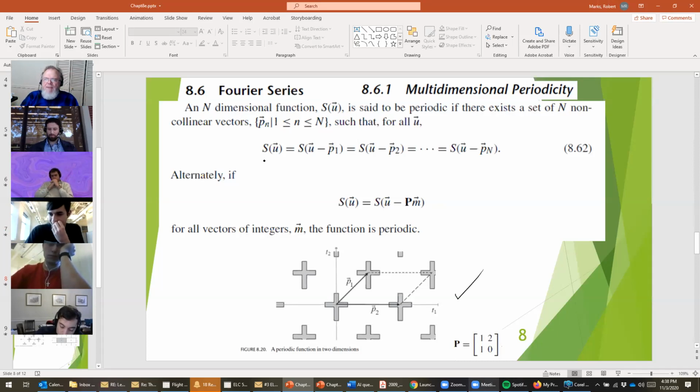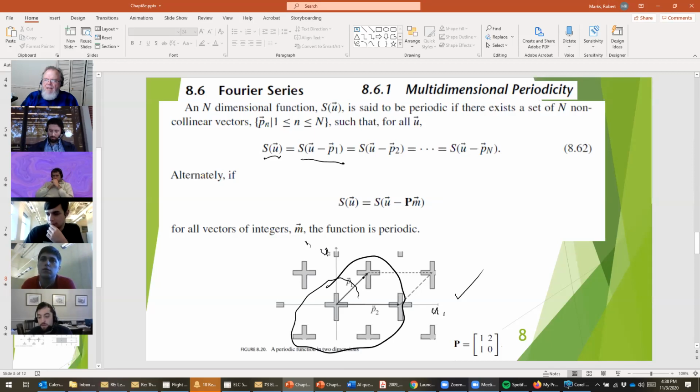Well, first of all, the definition of periodicity means that S of u is equal to S of u minus P1. Well, this is P1. So what does that mean? This should probably be relabeled as U1, U2, because I'm in the frequency domain here. If we take the entire function and we shift it by a periodicity vector of P1, we get exactly the same thing, right?